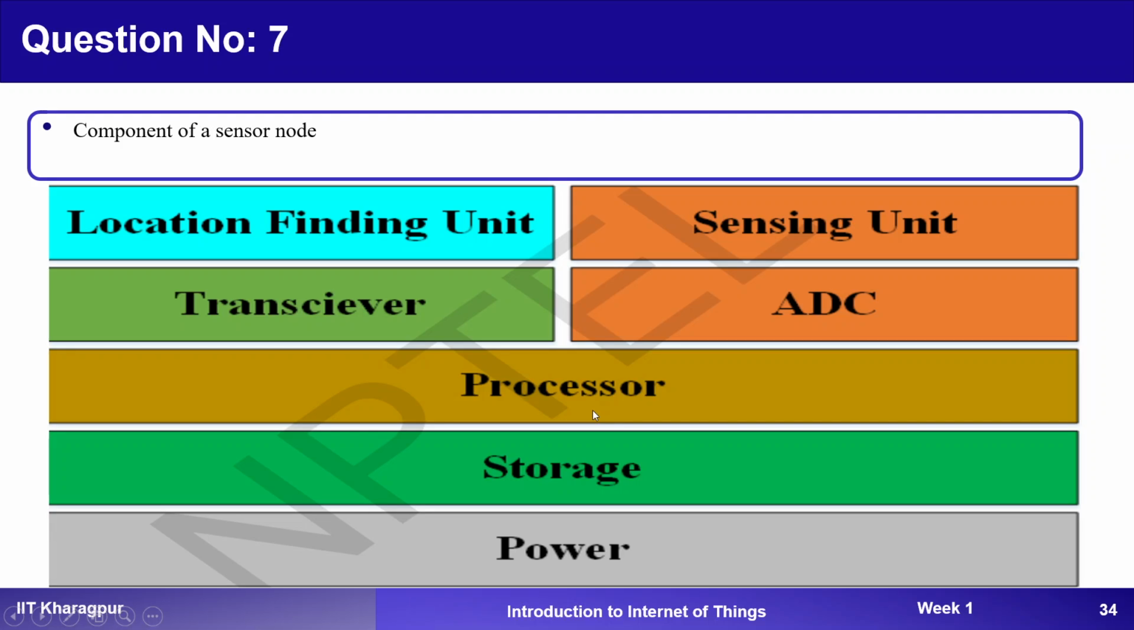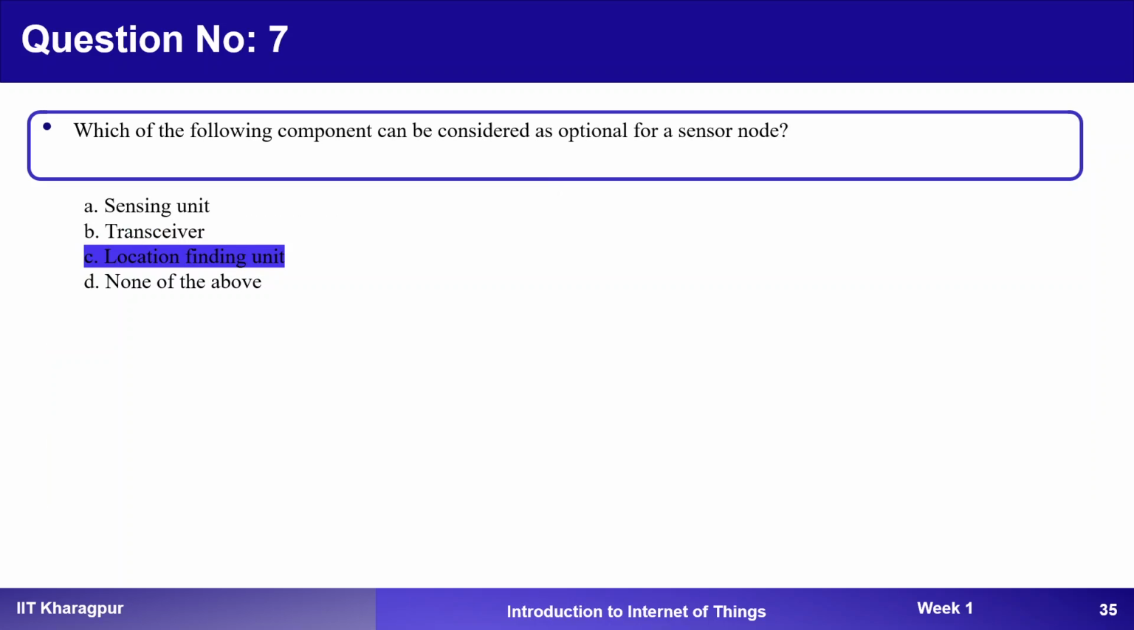Third one is your processor, which is also required. The data which you have sensed needs some storage. And a power component is also required, because without power your sensor is not going to work. So basically all these components are necessary. However, your location finding unit is optional. In some cases there is a need of a location finding unit, and in some cases there is no use of this component. So the optional component is your location finding unit.